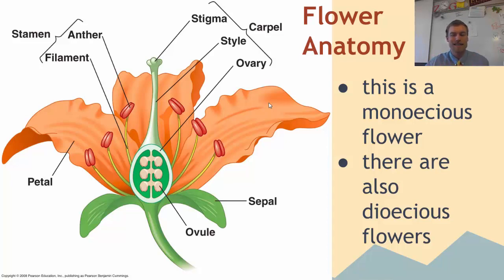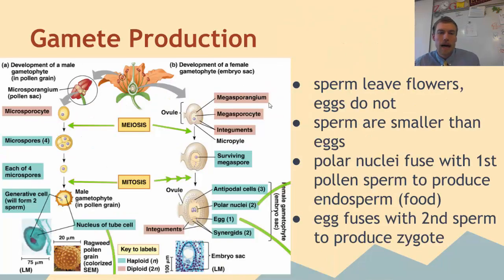Now, there are 2 different types of angiosperms. You've got monocots and dicots, or monoecious and dioecious, and we'll talk about some of those differences a little later on. Gamete production, it's not super important that you understand exactly how these are produced. We talked about this a little bit before. Sperm leave the flowers, whereas the eggs do not. The eggs stay inside. It's the same thing we talked about with animals. Sperm are smaller than eggs, which is the same thing for animals.